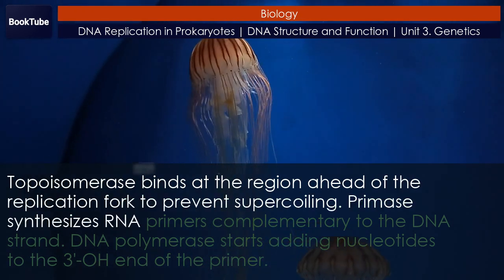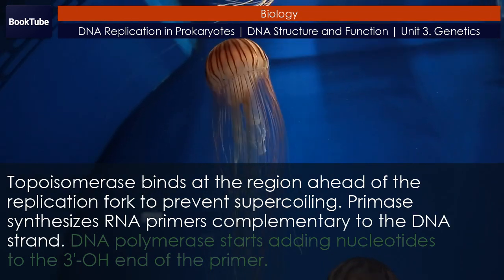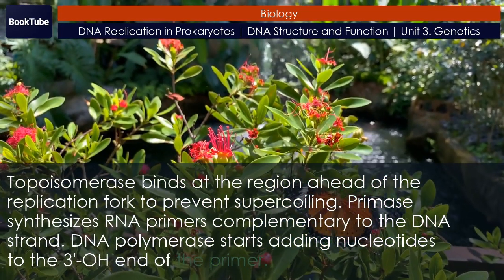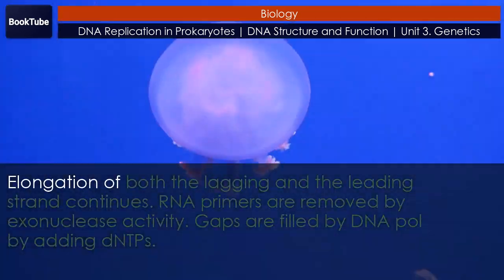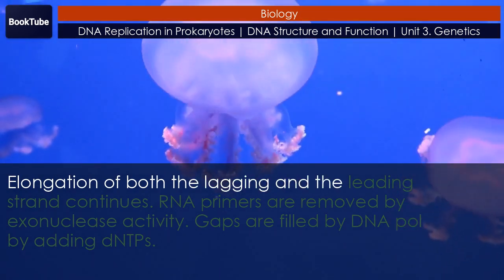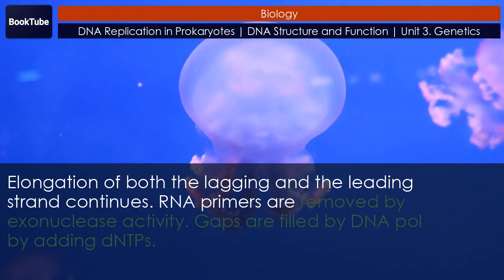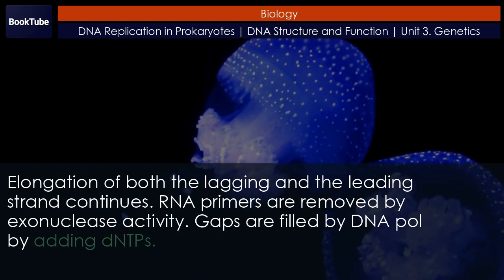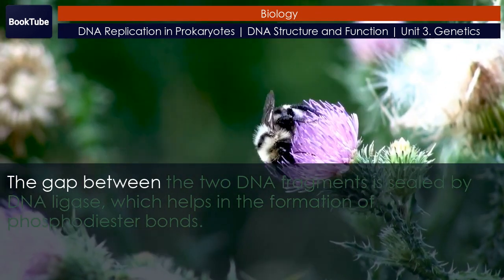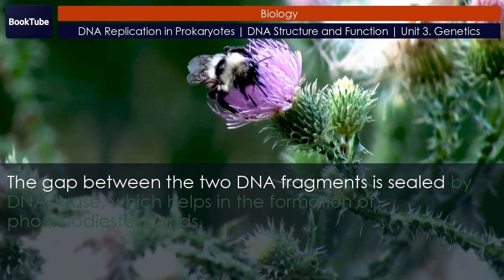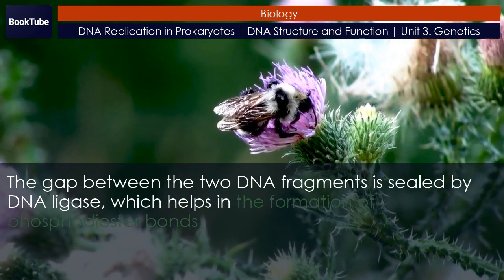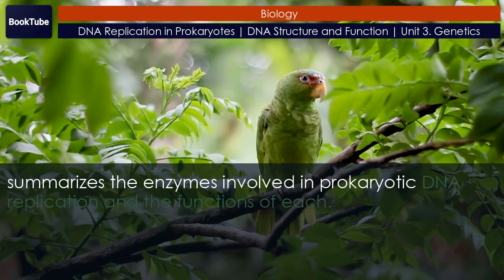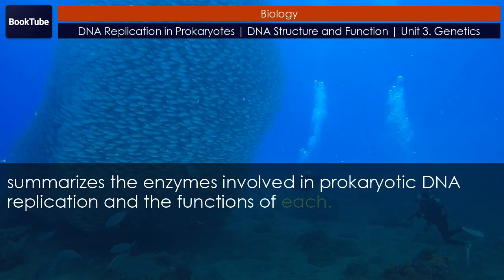Primase synthesizes RNA primers complementary to the DNA strand. DNA polymerase starts adding nucleotides to the 3' end of the primer. Elongation of both the lagging and the leading strand continues. RNA primers are removed by exonuclease activity. Gaps are filled by DNA pol by adding dNTPs. The gap between the two DNA fragments is sealed by DNA ligase, which helps in the formation of phosphodiester bonds. The table summarizes the enzymes involved in prokaryotic DNA replication and the functions of each.